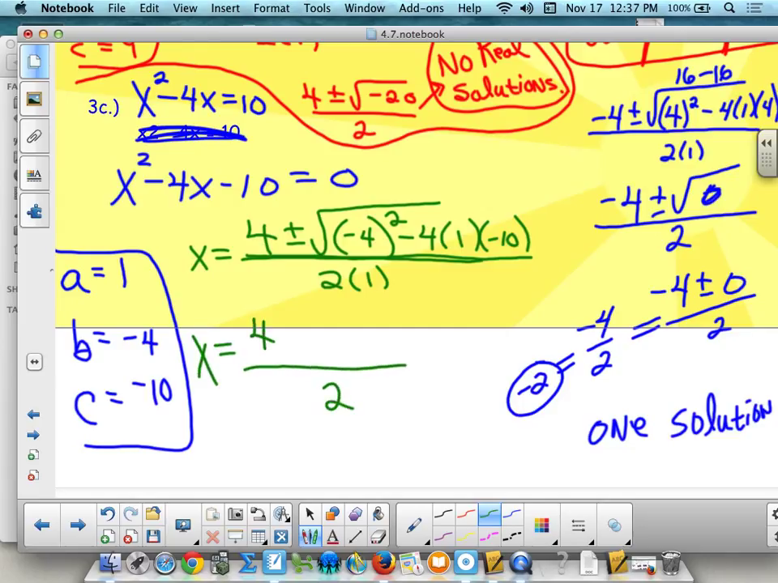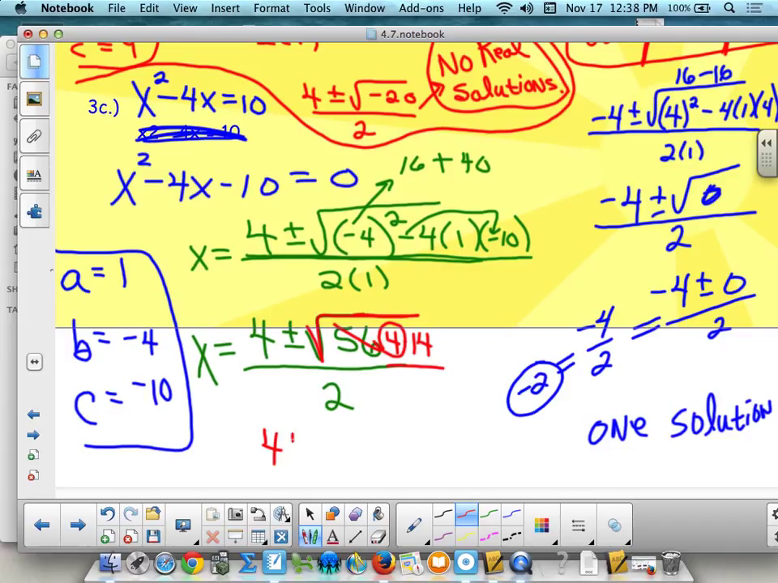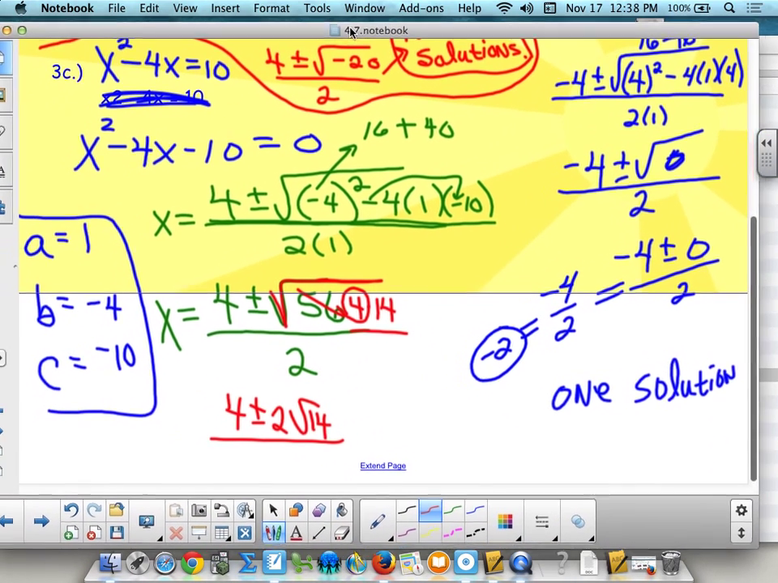On the bottom there's a 2, on the top there's a 4, and here comes the tricky part. Inside, what's this? 16. What's a negative times a negative? 4 times 10 is? 40. 40 plus 16. 56. Okay. Now if you remember, Jessica said square root of 14, but that's because she simplified. 56. What's the perfect square that goes into 56? 4 times 14 is what she did, right, Jessica? Okay, square root of 4 is what? 2. 4 plus or minus 2 square root of 14 over what? 2. Okay.